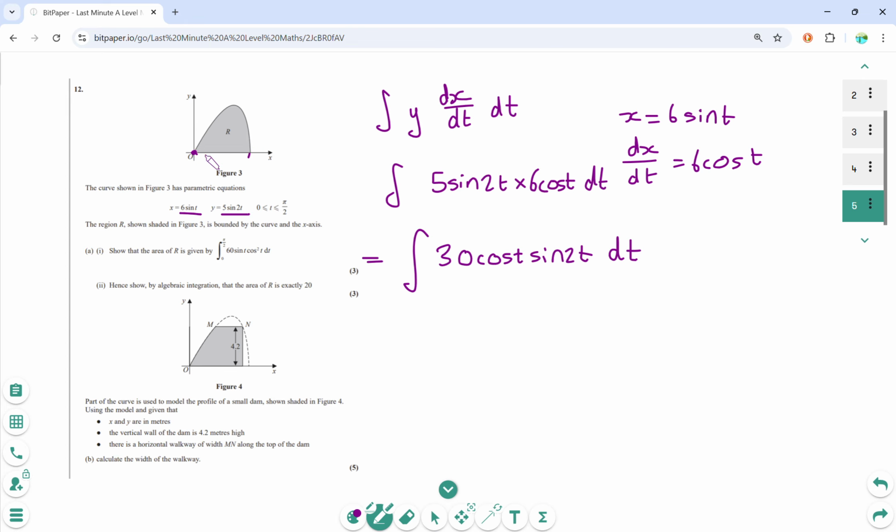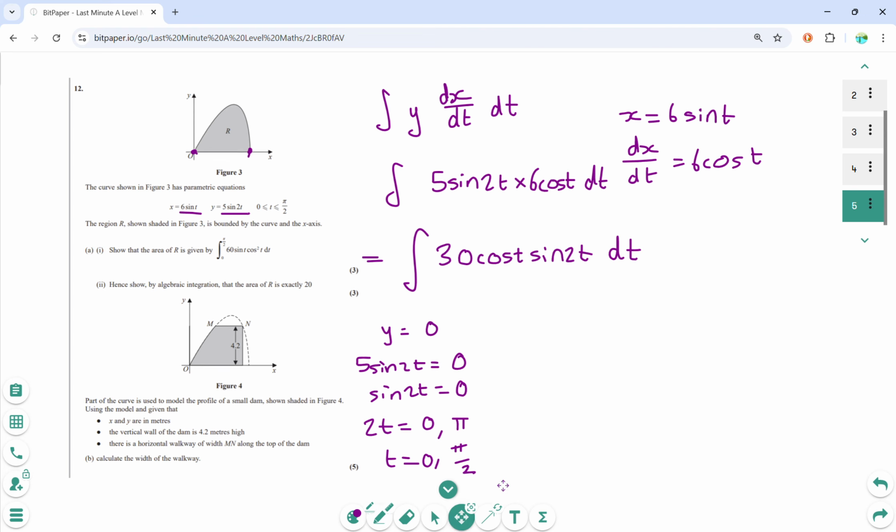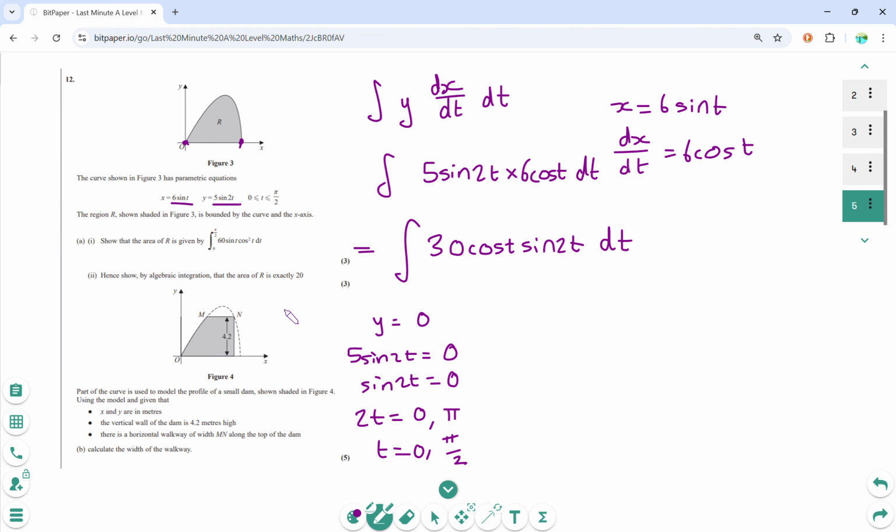So these are where y equals 0. So solve that: 5 sine 2t equals 0. Sine 2t is 0. If sine is 0, then 2t is 0, or pi, and so on, until you get out of your range. So t is 0, pi over 2, and then sub them into here.